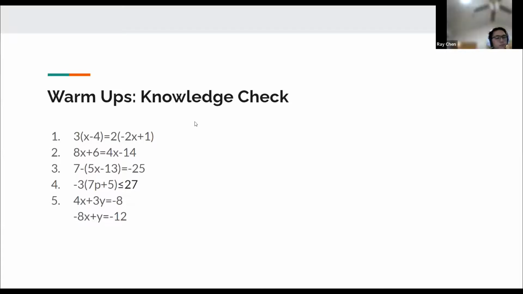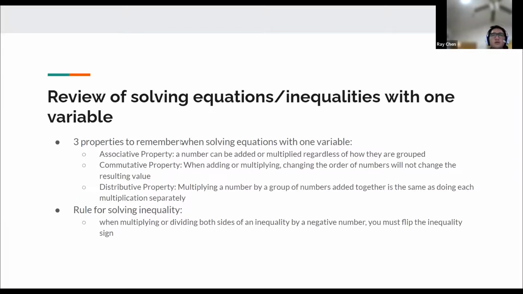All right, so today's lesson, first we need to review solving equations and inequalities with one variable. So the things you need to note for today's lesson, 3 properties to remember. As you learned last week, there's the associative property, which is when a number can be added or multiplied regardless of how they are grouped. The commutative property, so when adding or multiplying, changing the order of the numbers will not change the resulting value. And then the distributive property, where multiplying a number by another group of numbers added together is also the same as doing each multiplication separately.